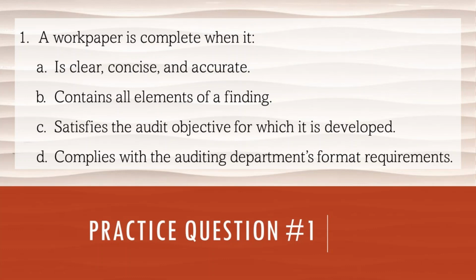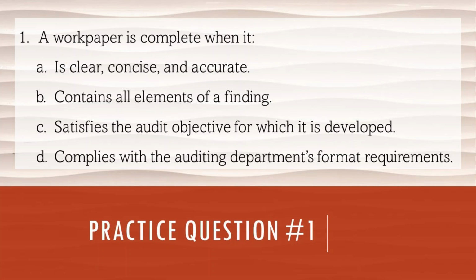Yes, for A, we want our work paper to be clear, concise, and accurate. But remember, the CIA exam is looking for the best answer and not just a right answer. We want the best possible answer. B, contains all elements of a finding. Sure, we do want that as well, but we want even more out of our work paper. C, satisfies the audit objective for which it is developed. We'll come back to that one.